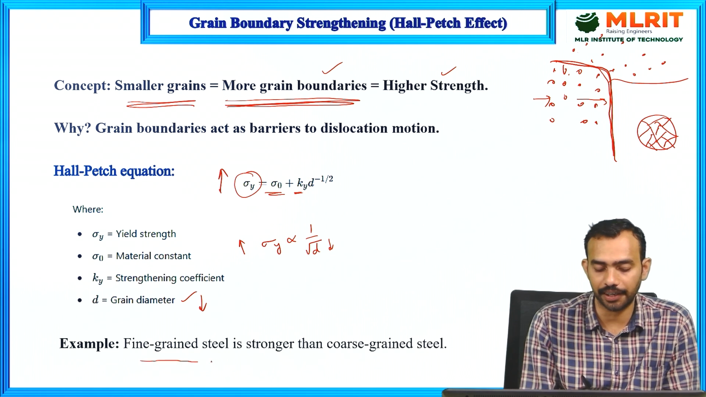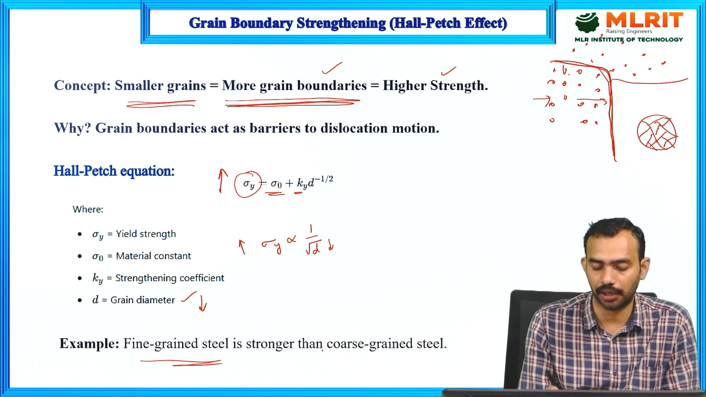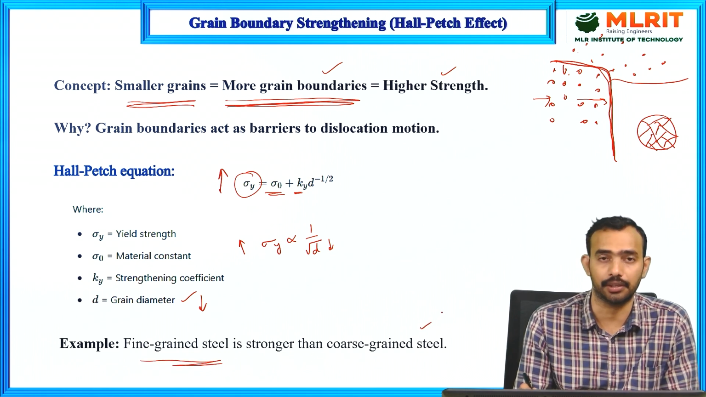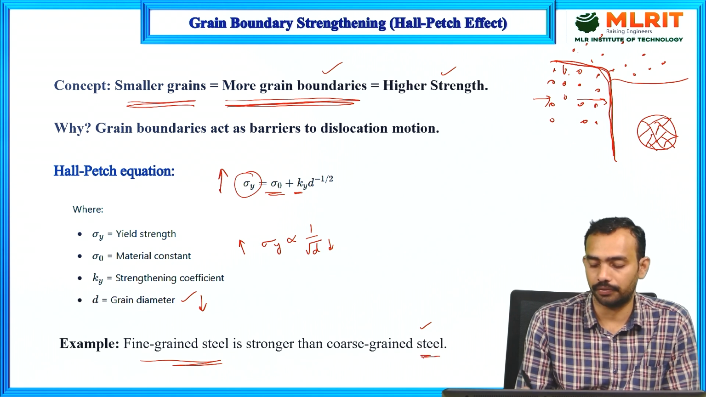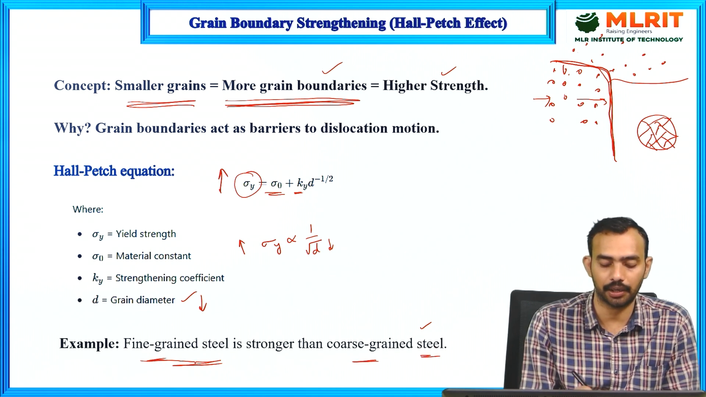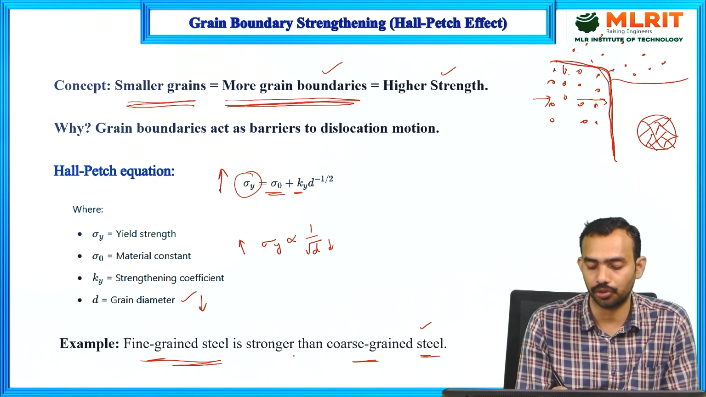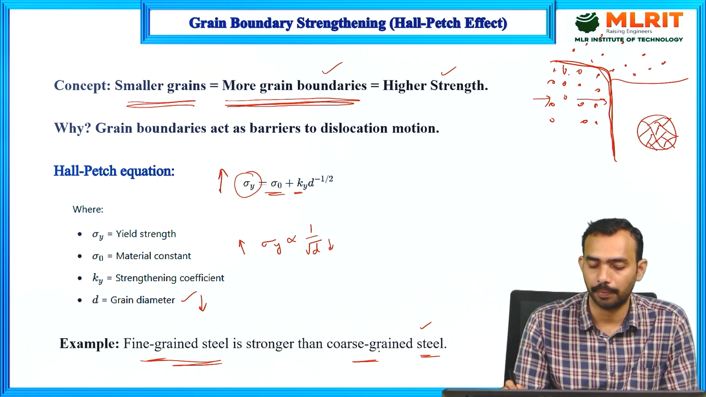For example, fine grained steel can be stronger than coarse grained steel. If the same steel has coarse grains, that is bigger grains, or finer grains, the finer grained steel will be stronger than the coarse grained steel.